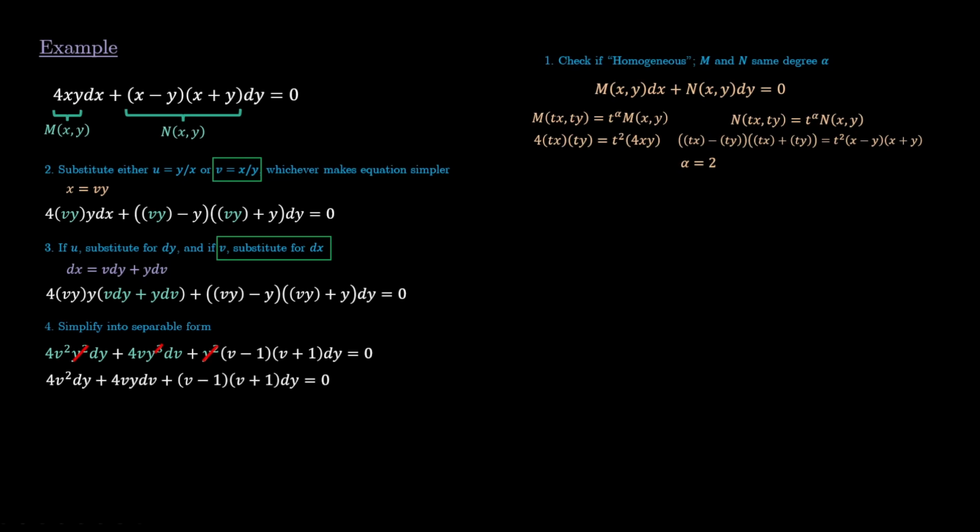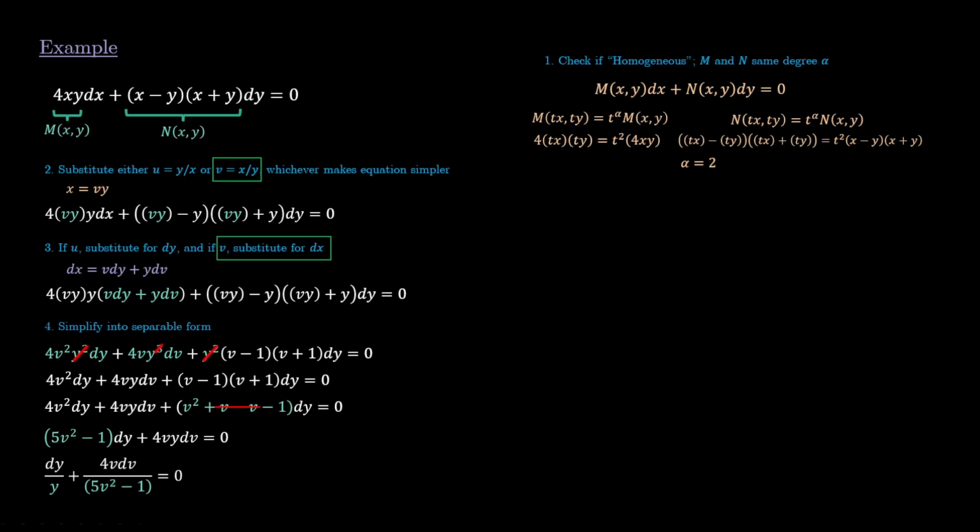And now I'm going to FOIL this, or distribute them together, and we get this. v minus v cancel, and putting all the terms in front of dv together and all the terms in front of dy together, we get this. If we divide by the 5v squared minus 1 and the y, we get the following. And now we are successfully in a separable form, where the terms of y are here and the terms of v are here, and they can be separated.